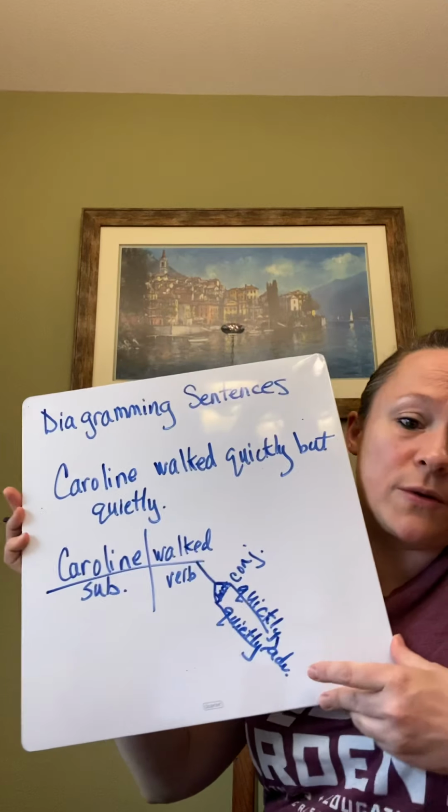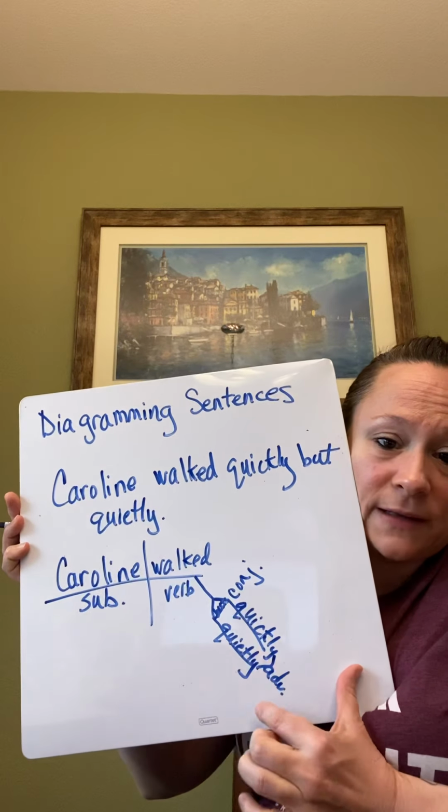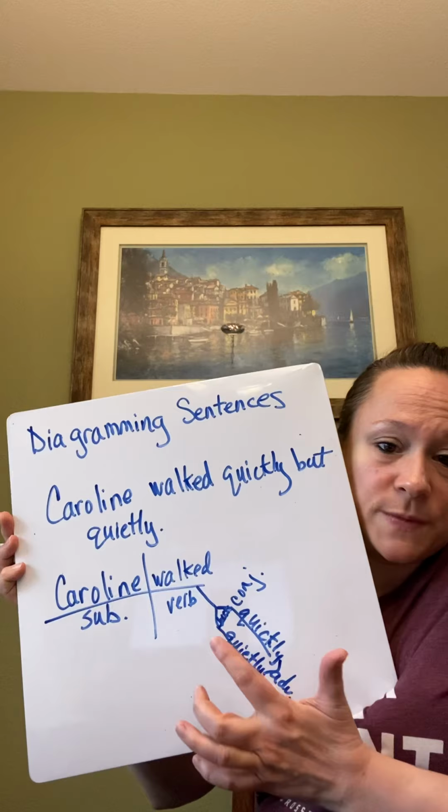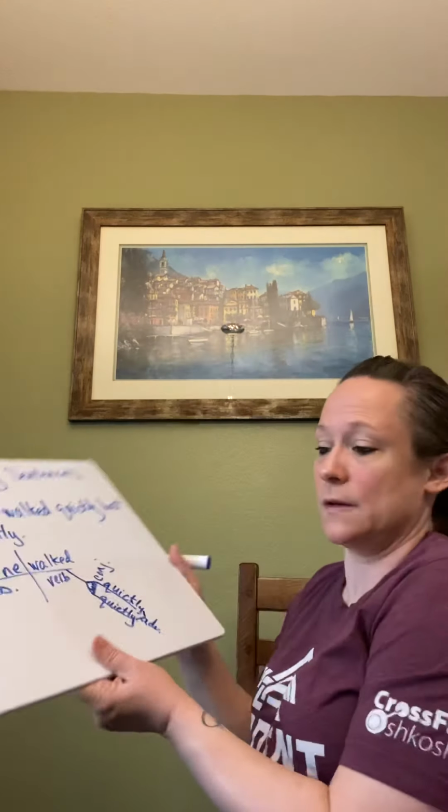So that's how it would look when you're done. So quickly, quietly, these are adverbs. Your conjunction is but. So you do have an example like that where you'll have two adverbs that are connected by a conjunction. So you'll have to draw the line off the verb and put both the adverbs on that line, like that missile that we draw. Or the arrow. It kind of looks like the FedEx arrow.